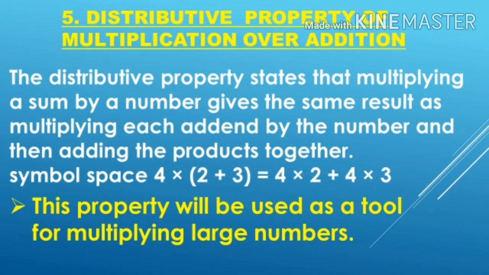आप एग्जाम्पल में देख सकते हैं 4 into 2 plus 3. इसको आप 2 तरीके से मल्टीप्लाई कर सकते हैं. या तो आप 2 और 3 को ऐड कर लीजिए जिससे आपको 5 मिलेगा, फिर हम 4 और 5 को मल्टीप्लाई करेंगे जिससे हमें आंसर मिलेगा 20. या फिर 2 और 3 जो कि एडेंट्स हैं आप इनको बारी बारी 4 से मल्टीप्लाई करेंगे, जैसे 4 इंटू 2 एंड 4 इंटू 3। 4 इंटू 2 आपको 8 मिलेगा और 4 इंटू 3 आपको 12 मिलेगा। जब आप 8 और 12 को ऐड करेंगे तो भी आंसर आपको 20 ही मिलेगा। Children, this property will be used as a tool for multiplying large numbers.